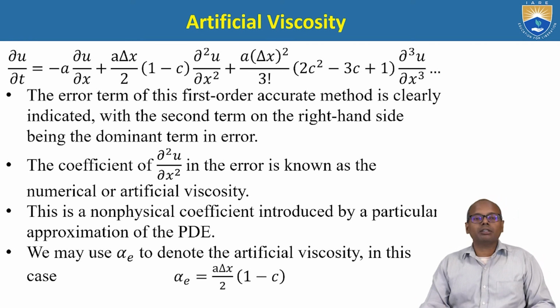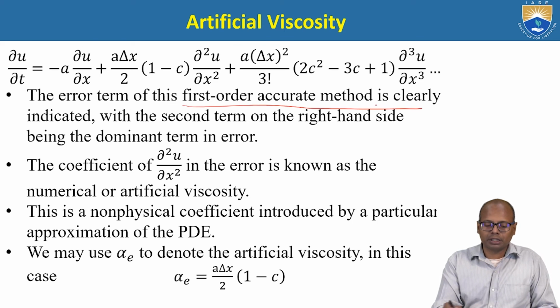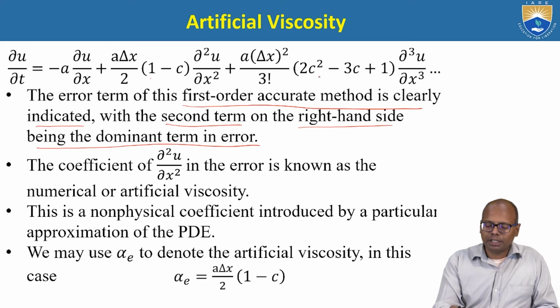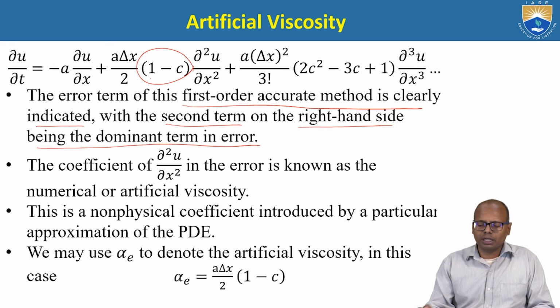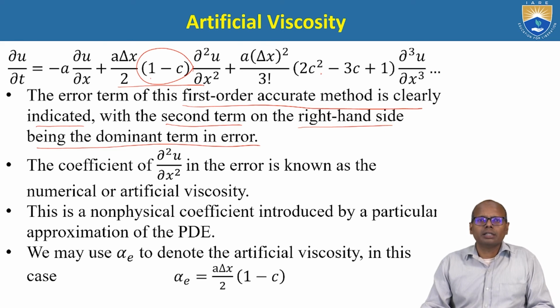Now in this equation, what is happening here? This is the error term of this first order accurate method, clearly indicating that the second term on the right hand side is dominating the error. So which one is having the maximum value? Here for different C values, this will have a dominant effect. Here it is power 2, and here it is only power 1. So this term will have a dominating effect on the solution, on the stability of this solution.